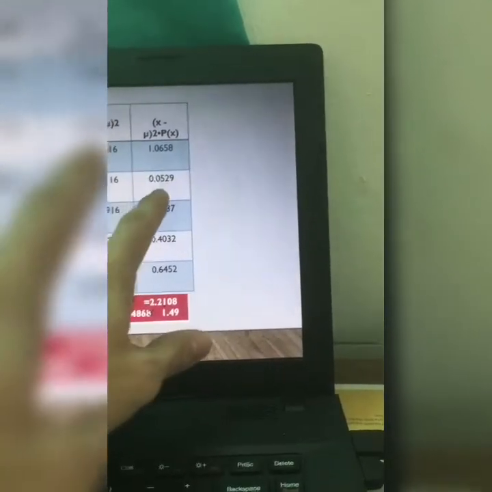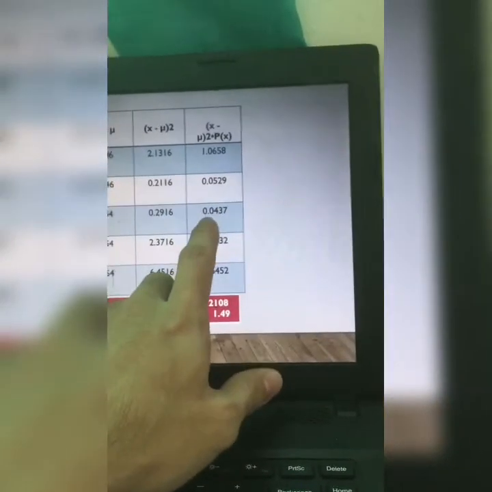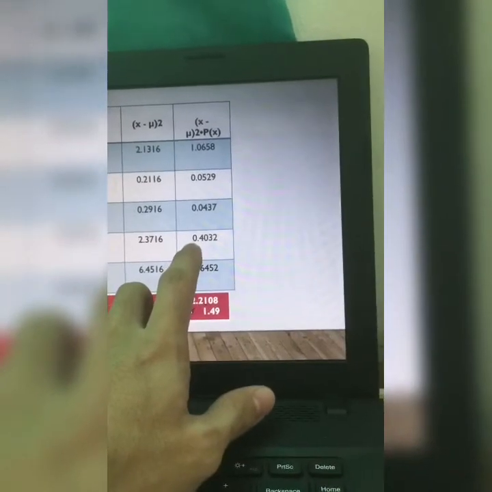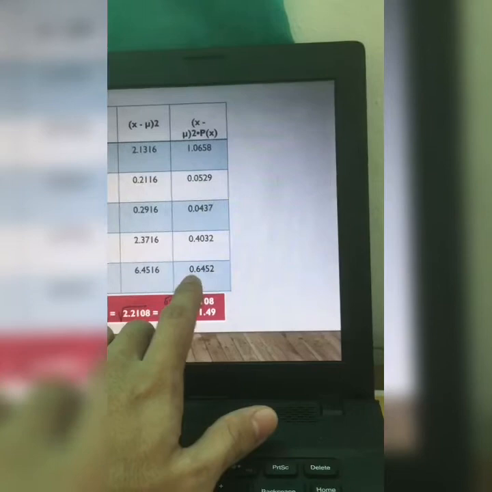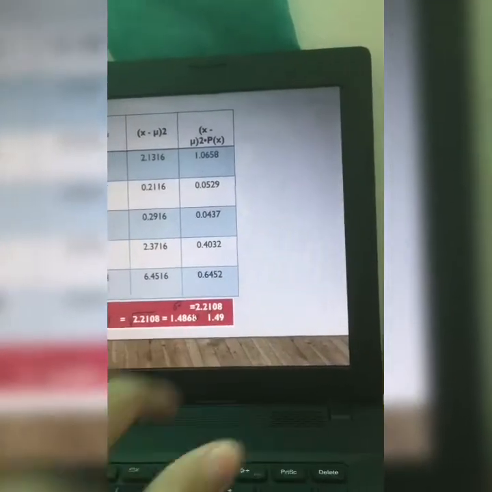1.0658 plus 0.0529 plus 0.0437 and 0.4032 plus 0.6452 equals 2.2108.